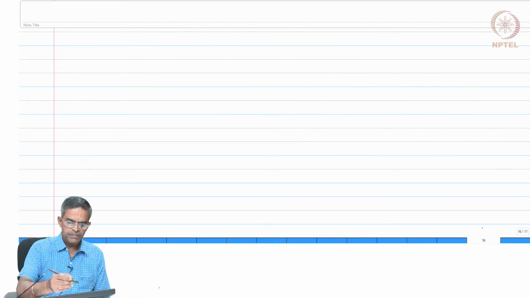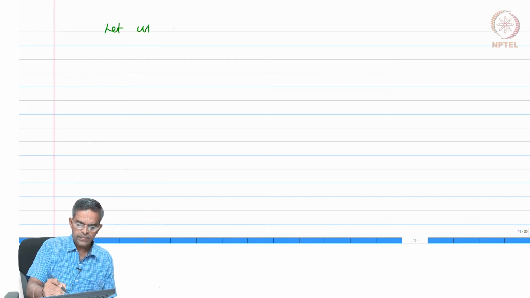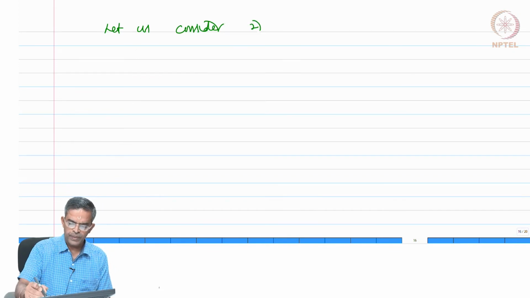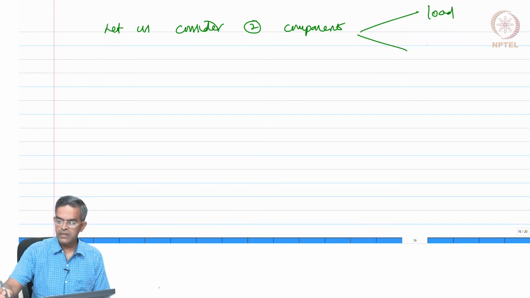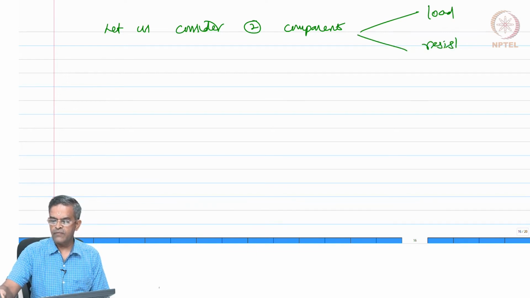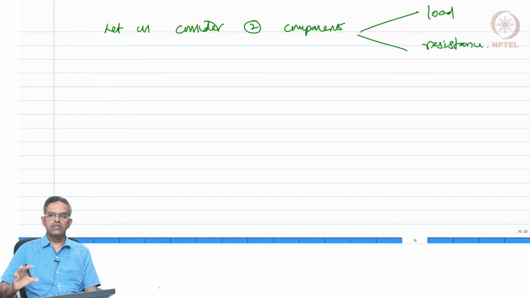Now, friends, let us consider two components which are important in design. One is the load, the other is the resistance. Of course, resistance comes from the material, comes from the member, from the dominant design. Let us talk about all those things, we know them, right.